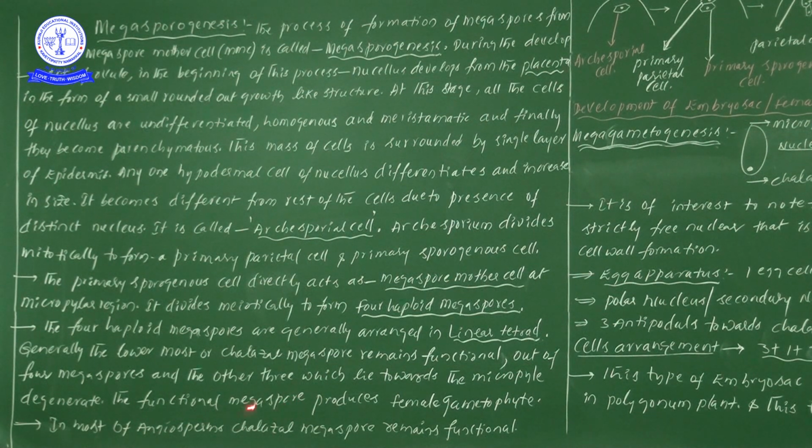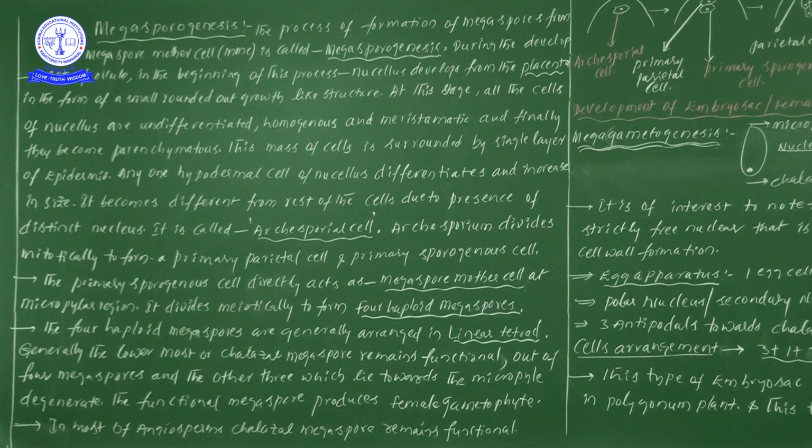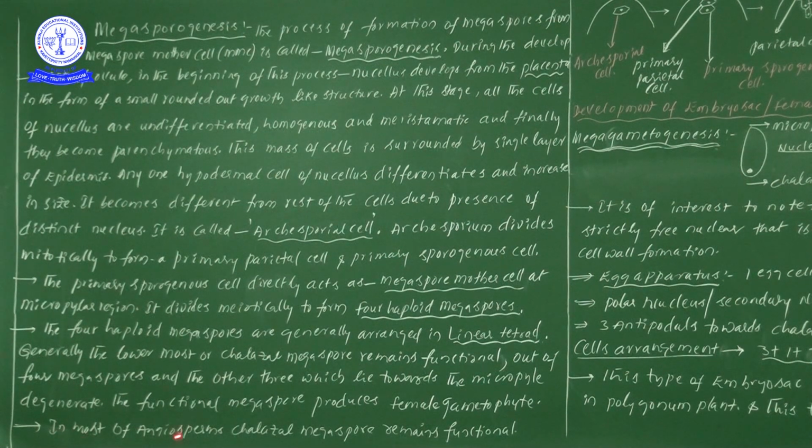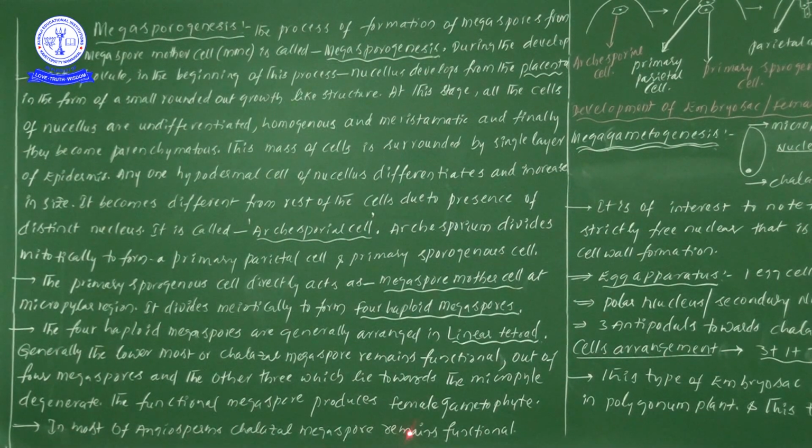Only 1. So this kind of female gametophyte development we call the monosporic type of embryo sac development. Why? Because a female gametophyte has one more name, the female embryo sac. So the complete female gametophyte or embryo sac develops from one single functional megaspore. That's why we call this type monosporic. Next, in most angiosperms, the chalazal megaspore remains functional.